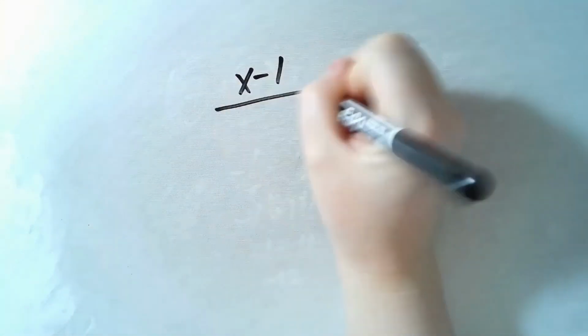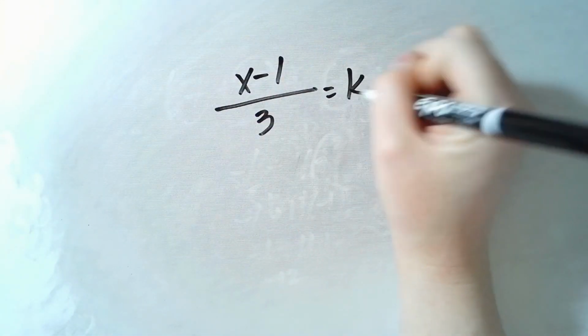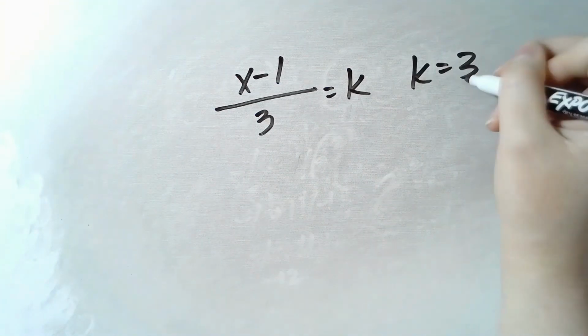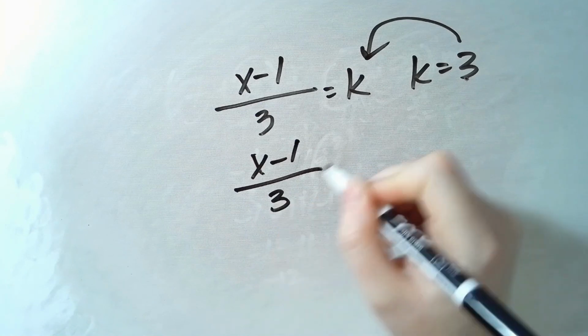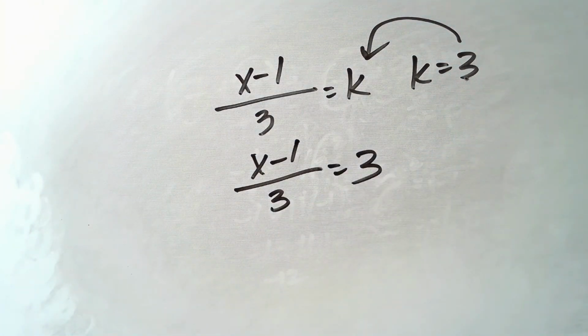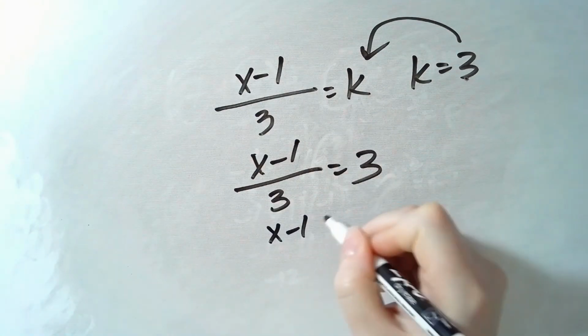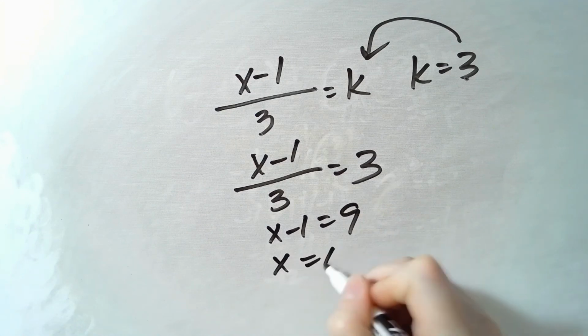Finally, number 1, we are just going to do a little bit of substitution. So we substitute that into there. And then it's just manipulation to get x. So we go x minus 1 equals 9, x equals 10. And that's your final answer.